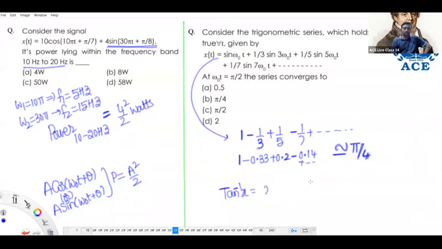Actually it is the tan inverse x series. Tan inverse 1 is pi by 4. Without byhearting that general solution, approximate the first 4 numbers.